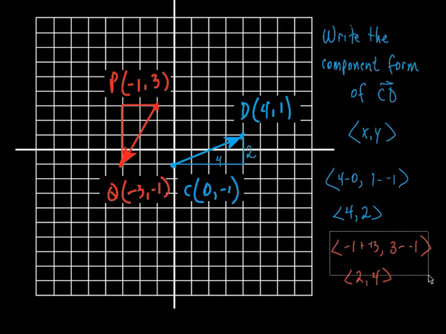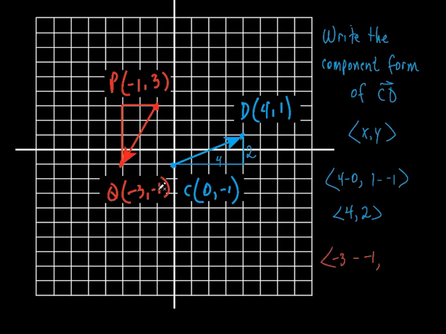Now, how could I have figured that out doing it mathematically here? Well, you would have had to do this. It's always the final minus the initial. Notice this is the final point right here. So I really should have gone -3 minus -1. Right? And then I should have gone the final minus the initial, -1 minus 3.